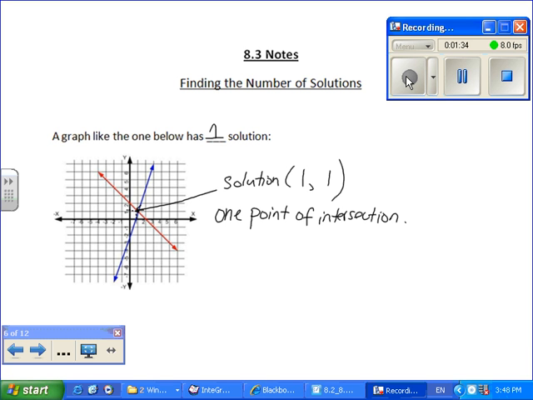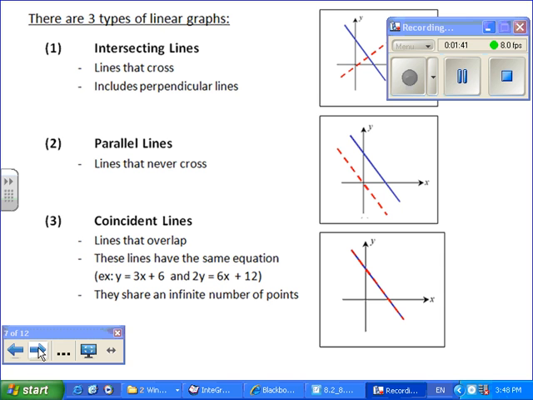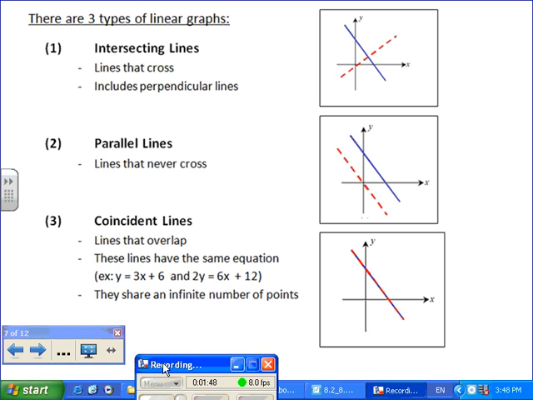Okay. Well, you might ask yourself, well, what other possibilities could I have? Well, there are three. Okay, so here are the three types of systems that we could encounter. In other words, the three possible scenarios. The first one is that our lines, the two lines that we graph, are intersecting lines. Okay, so they cross. They have different slopes. And anytime you have different slopes, eventually they will cross somewhere. So if I had a look at this, these two lines could be perpendicular, or they could just be any two lines with different slopes and they cross somewhere. So there's only one point of intersection, so there's only one solution.